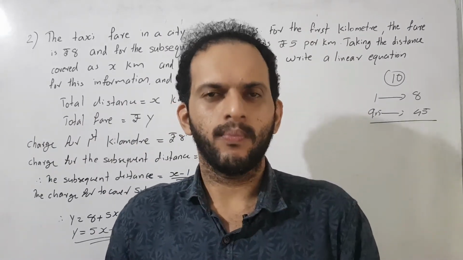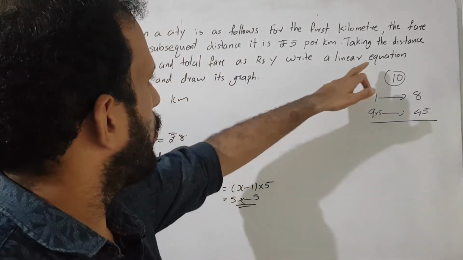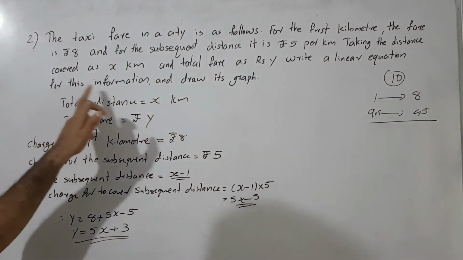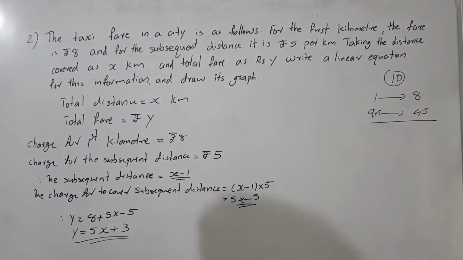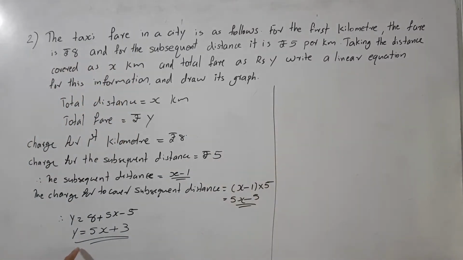Then we have a question. What is that? The question is, we wrote the equation, now draw its graph, correct? For drawing the graph, we know that we need at least 2 solutions, correct? So next we are finding the 2 solutions of the equation y is equal to 5x plus 3.